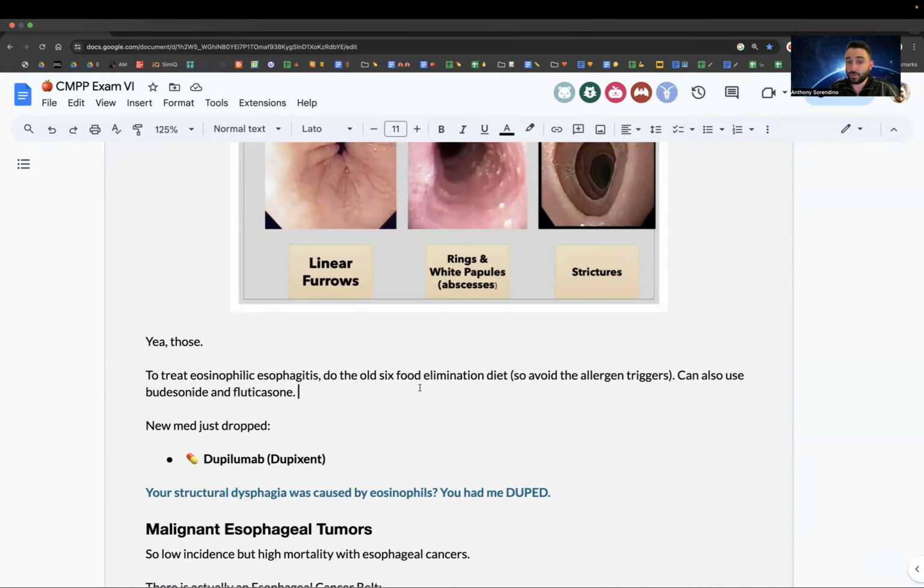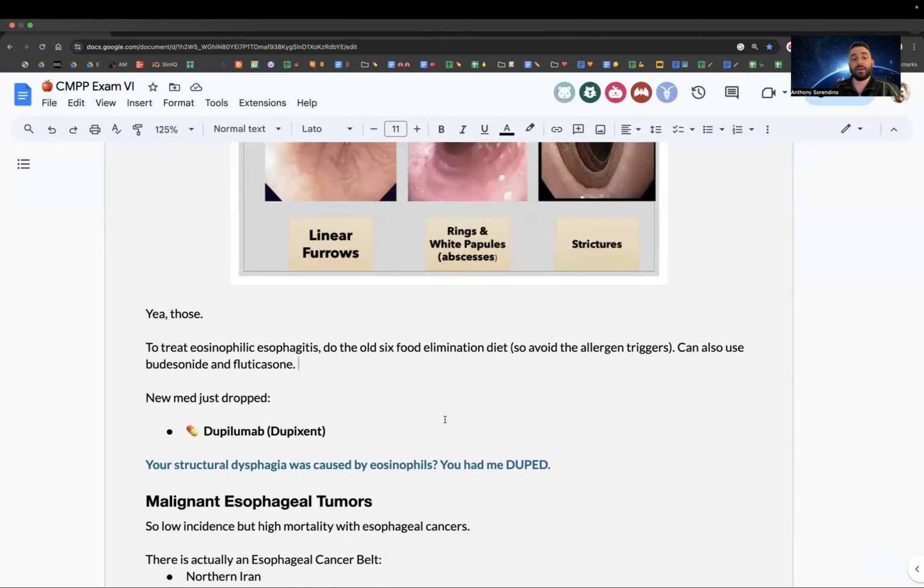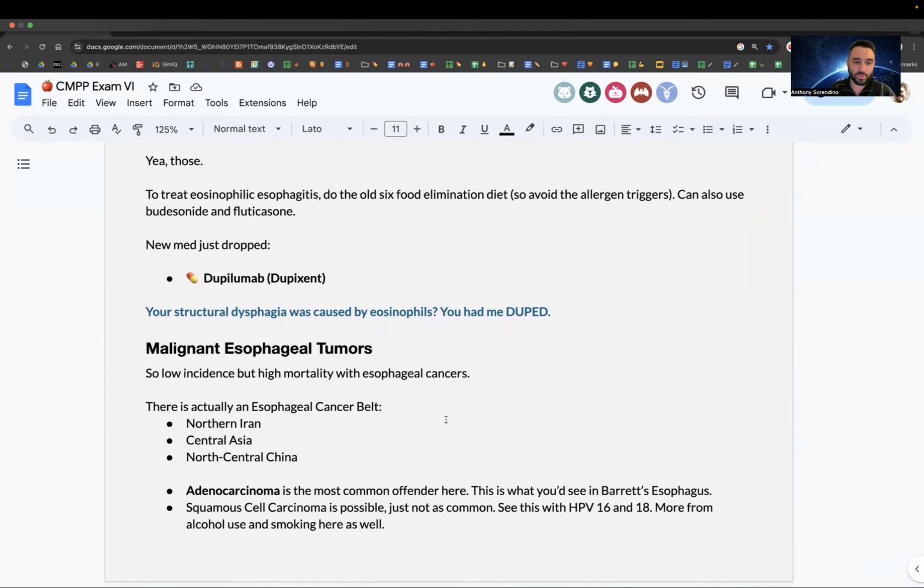To treat this, there's something called the 6-food elimination diet. So you're going to just avoid all the common allergens and then probably reintroduce them and see what was causing it. And then you can also do the inhaled corticosteroids, but I think they swallow these. So that's budesonide and fluticasone, which we learned about in asthma and COPD. And then there's a new medication here. It's called dupilumab or Dupixent. And my little mnemonic here is your structural dysphagia was caused by eosinophils. You had me duped. So do what you want with that.